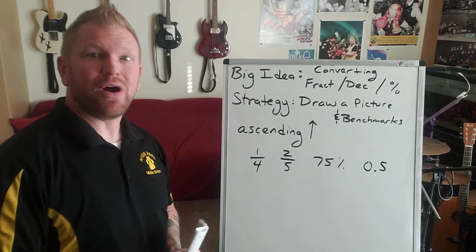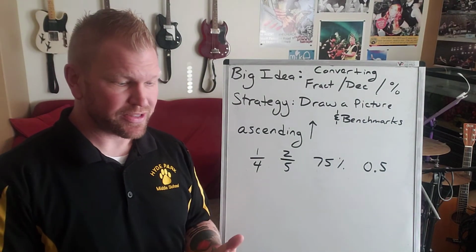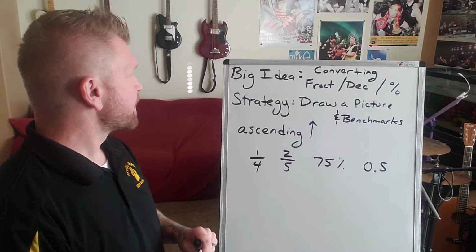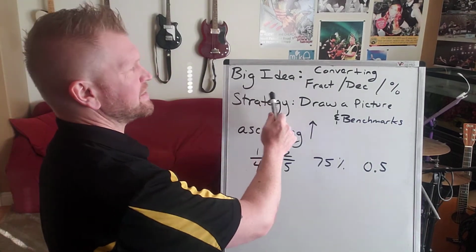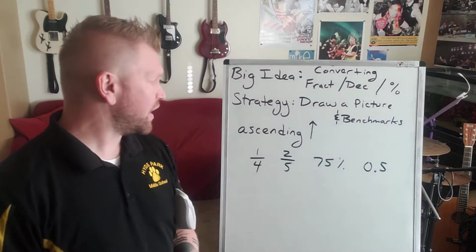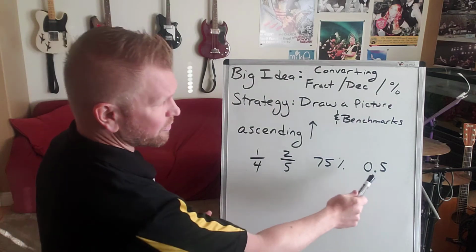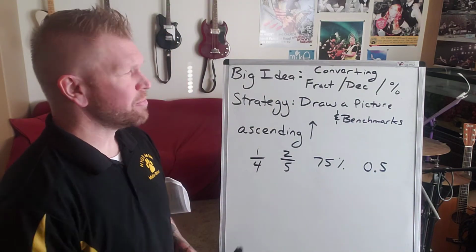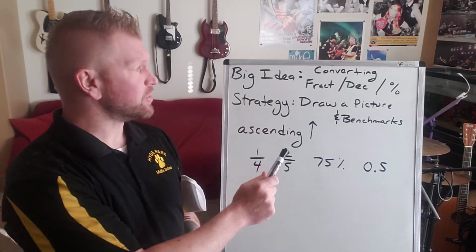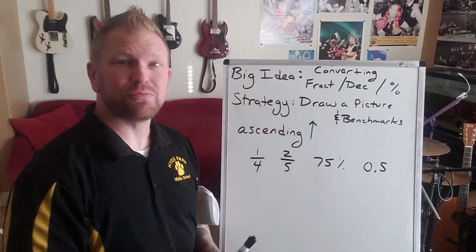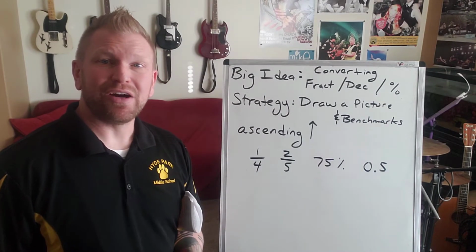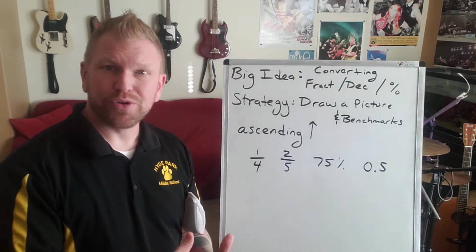All right, in this question, they want us to pick the list of fractions, decimals, and percents that are in ascending order. The big idea is converting fractions, decimals, and percents. It's hard to compare them sometimes when some are fractions, some are decimals, some are percents. So we'll come back to that idea a little bit later. But we could always use this strategy we had used earlier of drawing a picture and using our benchmark fractions and decimals and percents.